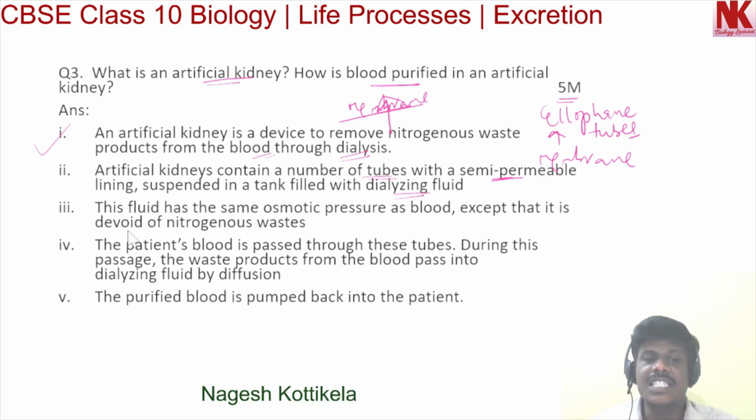This fluid has the same osmotic pressure as blood except that it is devoid of nitrogenous waste. So the dialysing fluid present in this artificial kidney is devoid of nitrogenous waste, but the blood contains nitrogenous waste. That is the difference between the blood plasma and the dialysing fluid used in the artificial kidney. Now the patient's blood is passed through these tubes. During this passage, the waste products from the blood pass into the dialysing fluid by diffusion.